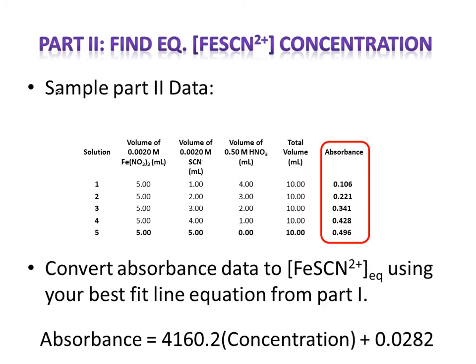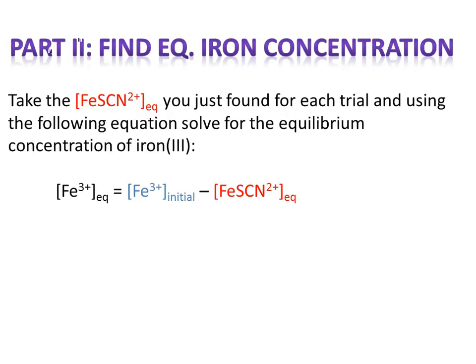A sample line equation is given below. This was my best fit line. Y represents our absorbance, so I've gone ahead and written absorbance in, and our X was concentration, so again I went ahead and wrote that in also. You're going to plug in, in the case of the sample data, 0.106 for your absorbance and solve for concentration. That would represent the concentration of our iron thiocyanate at equilibrium for trial 1. You would want to repeat that for trials 2 through 5 also, so we have equilibrium concentrations of our iron thiocyanate complex.